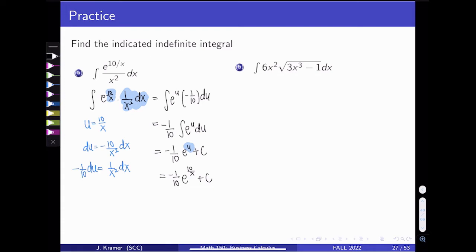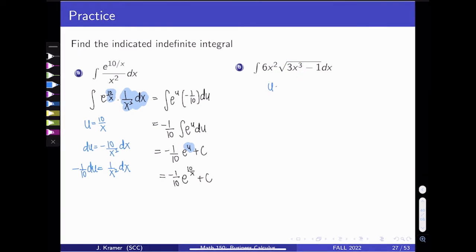Let's take a look at part B. We do have a product here. We have 6x squared times the square root of 3x cubed minus 1. There'll be no way to combine exponents here because the radicand is not the same as the base on the outside. So we will want to use the substitution method. We'll want to use the inner function 3x cubed minus 1 because we can see that it will power reduce when we take the derivative.